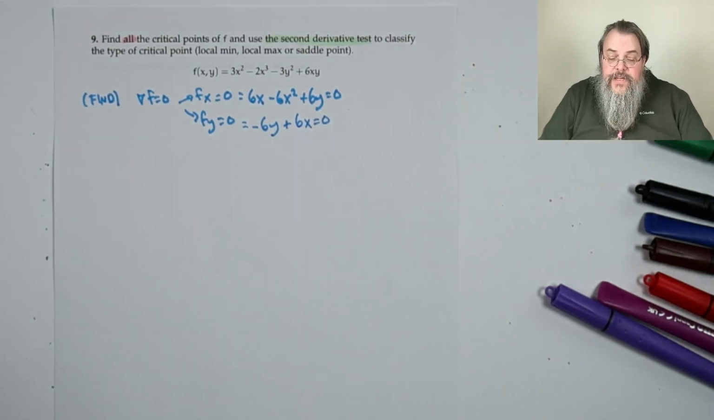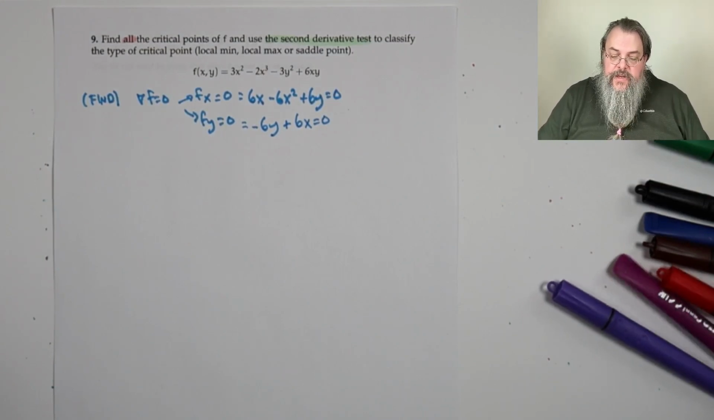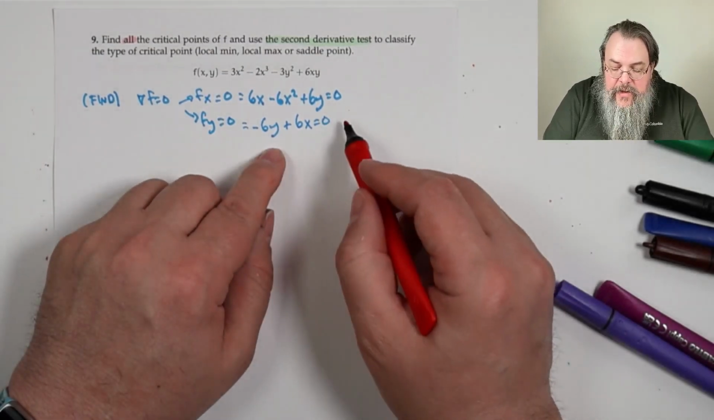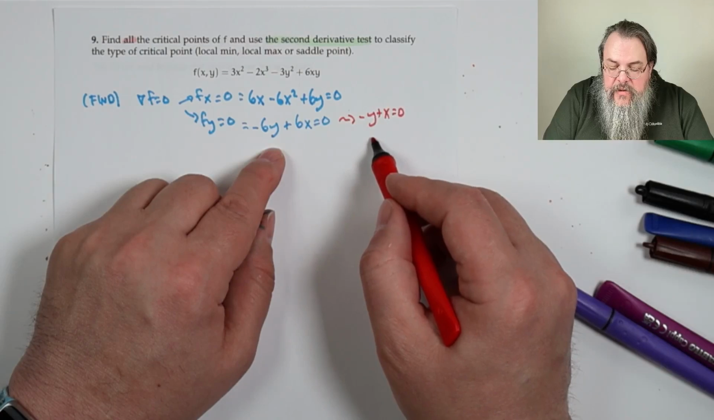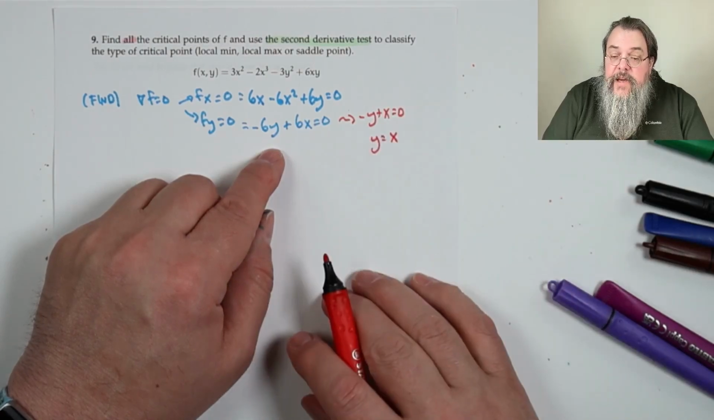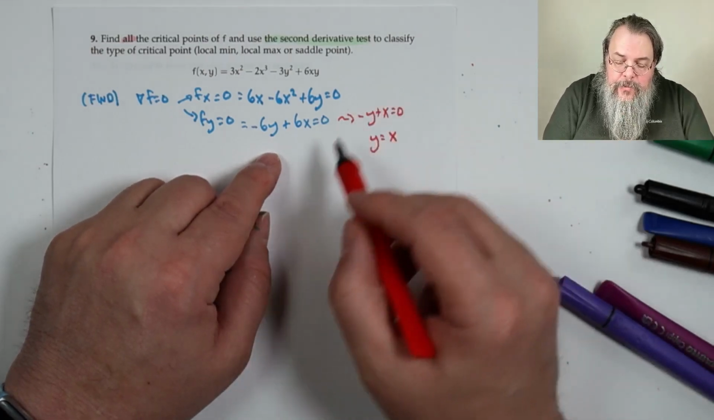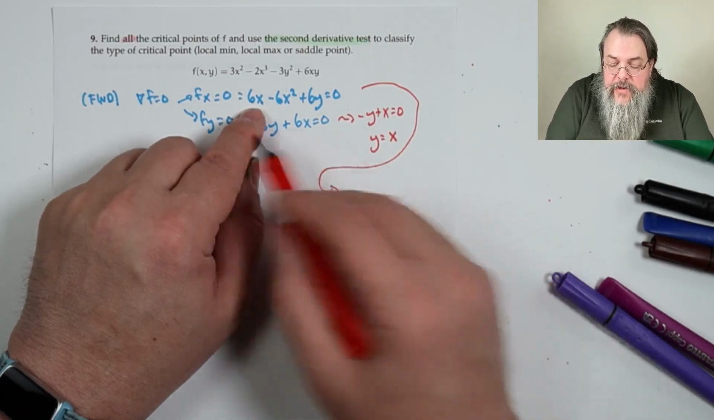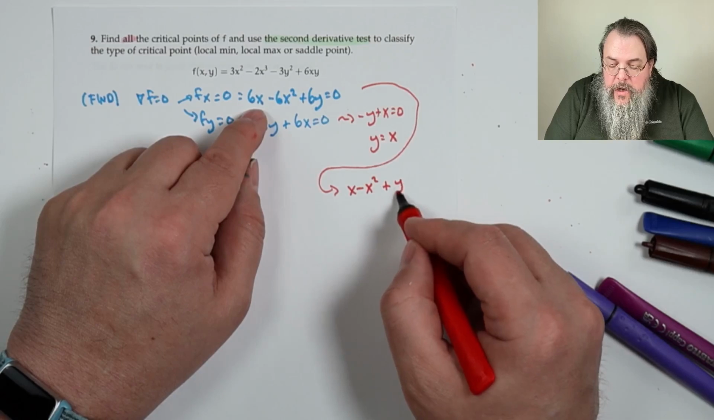Now, let's think about what these equations are telling us. The second equation is a little bit easier to parse, so let's start with that one. Everything has 6's in it, so the 6's cancel, and so this says minus y plus x equals 0, or really says y is the same as x. I think that'll be useful. Now, go into the first equation. This says, get rid of the 6's, x minus x squared plus y equals 0.